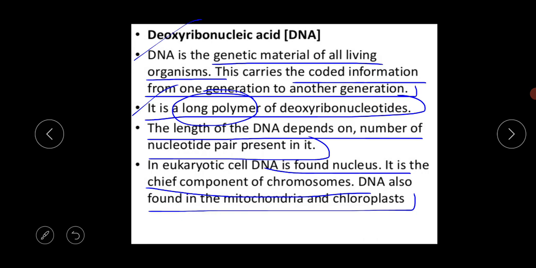DNA is a long polymer of deoxyribonucleotides, and the length of the DNA depends on the number of nucleotide pairs present in it. In a eukaryotic cell, DNA is found in the nucleus. It's the chief component of the chromosome, and it is also found in the mitochondria and chloroplast.